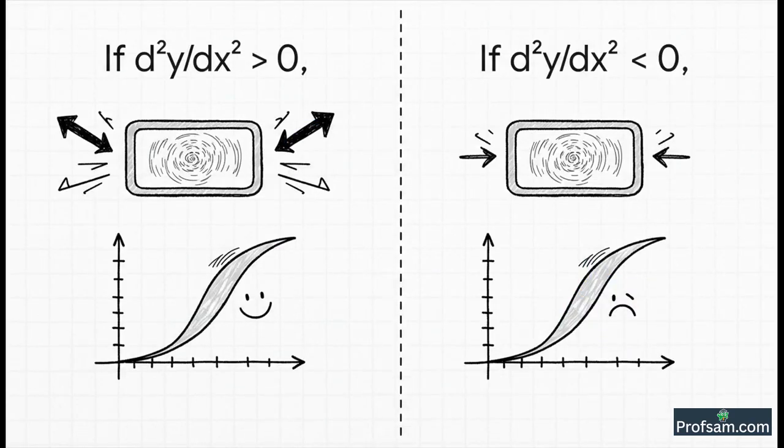Now, let's connect this back to our Instagram reel. If the second derivative of your views is positive, the curve is concave up, like a smile. That means your growth is accelerating. You're about to blow up. But if it's negative, the curve is concave down. You're still getting views, yeah, but the growth rate is slowing down. The hype is fading. See? It's like predicting the future of your reel.